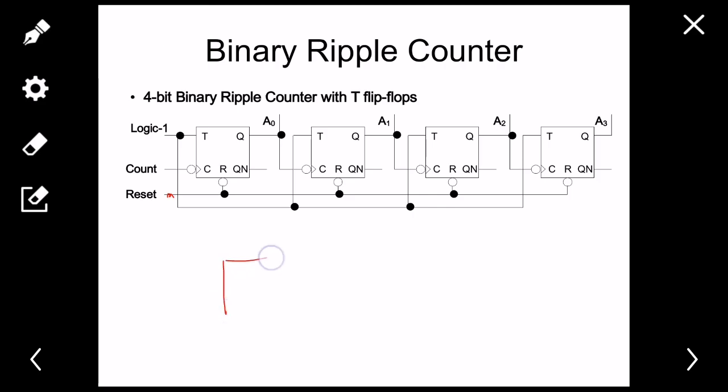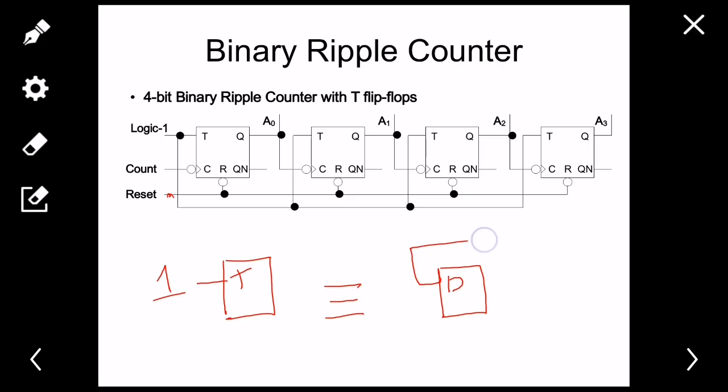When I fix the value of the T flip-flop's input to be logic 1, it is equivalent to something like this. A D flip-flop with its toggled output is equivalent to something like this. So give a thought to it, guys. Try to understand why I'm saying this.